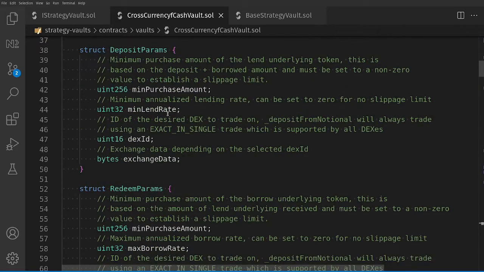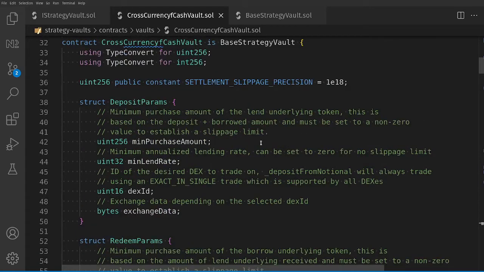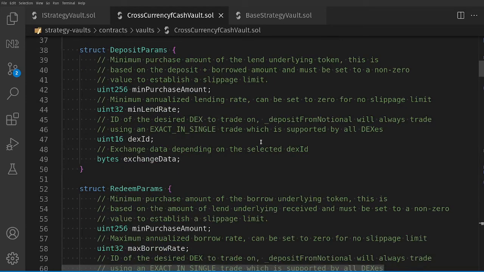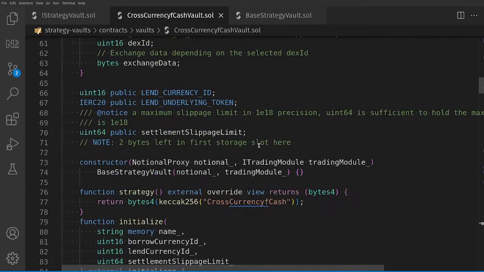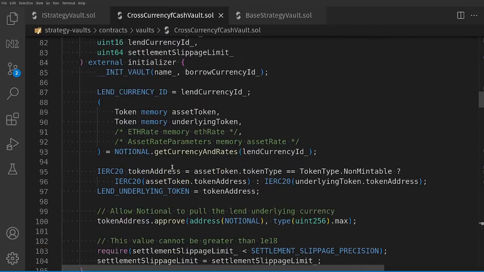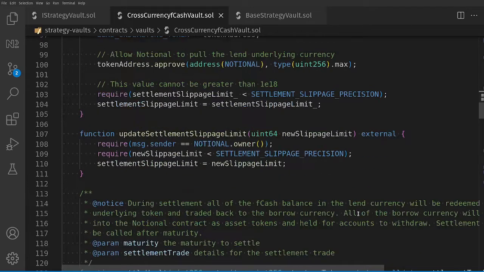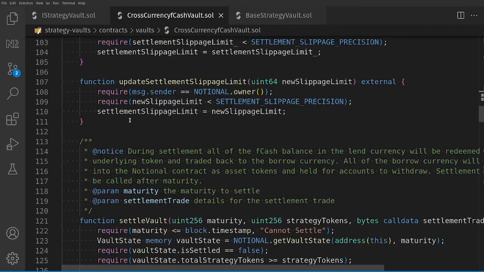So taking a look at it, we have a set of deposit params and redemption params. These are going to be used to specify how the account is going to trade in and out of the currency mainly. We have our initializer here, which specifies the lend currency ID and the borrow currency ID. So again, this could be USDC or DAI. We'll just continue on here.